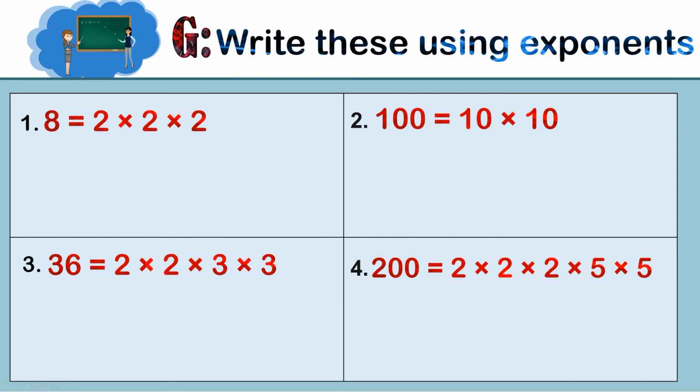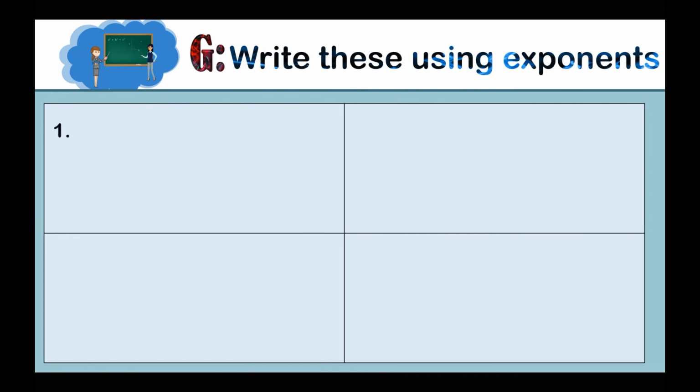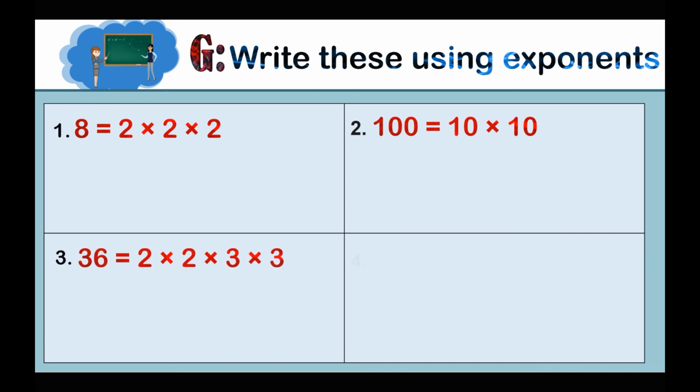Let's find out how to write these numbers in exponential form, using exponents. 1. 8 is equal to 2 times 2 times 2. 2. 100 is equal to 10 times 10. 3. 36 is equal to 2 times 2 times 3 times 3. 4. 200 is equal to 2 times 2 times 2 times 5 times 5.